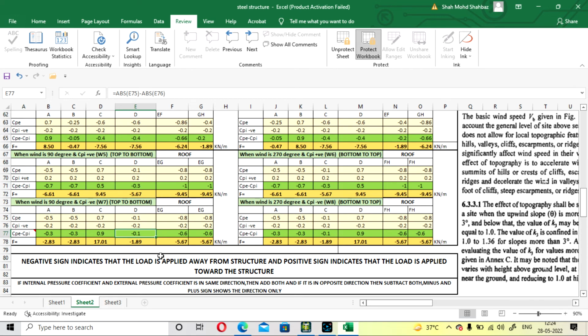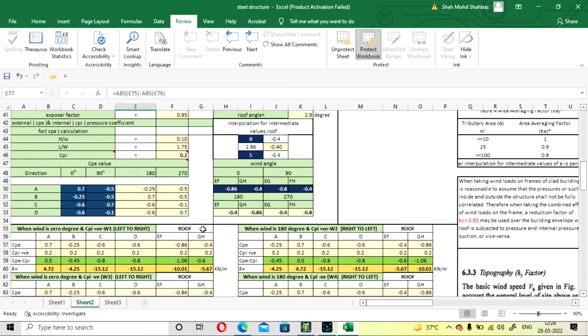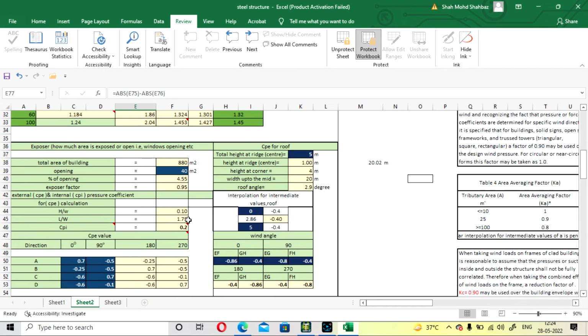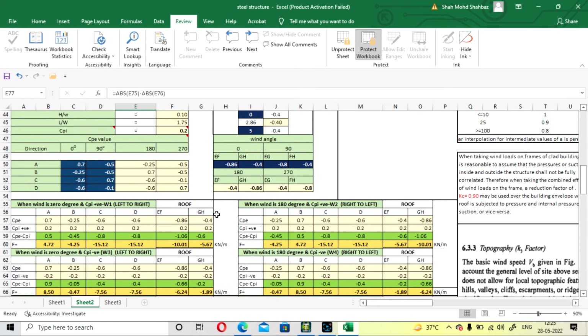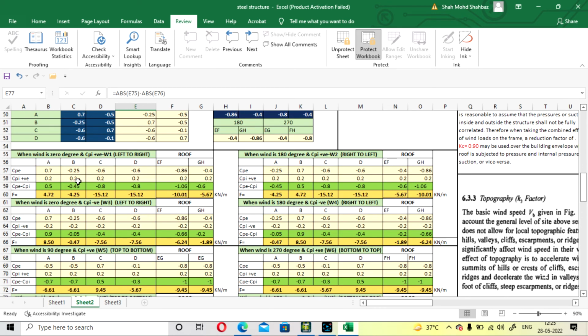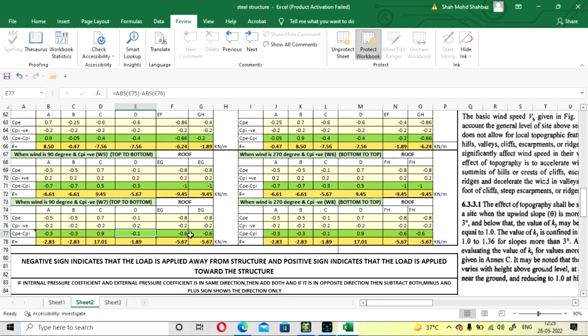And the minus value is only showing the direction. So always subtract the highest from the lowest value, either it is CPE or CPI. So this table works easily where your CPI value is less than CPE value. But in any case, it can happen that your CPI value is greater. So what you have to do is subtract CPI minus CPE. Okay, that is how we have done it here.